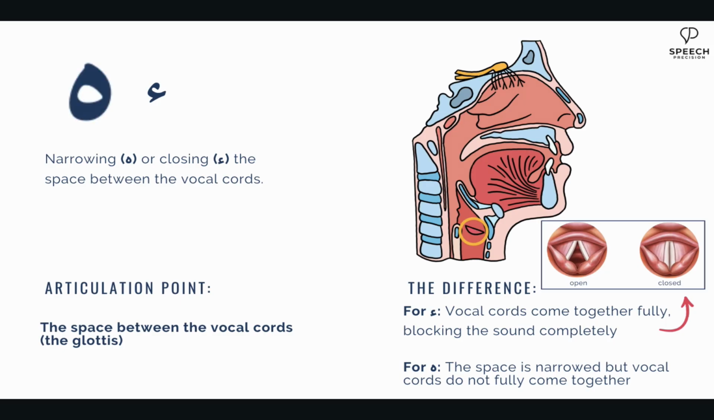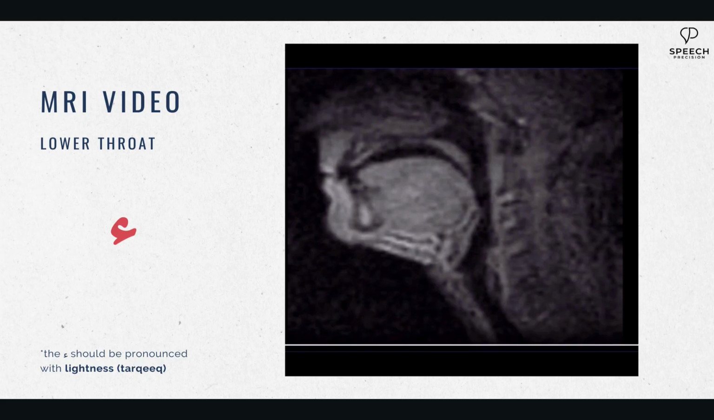For the ha, the space between the vocal cords is narrowed, but they don't fully come together. So it's not going to be completely open like it is when we're breathing, which is this picture right here. And it's not going to be completely closed. It's somewhere in between. So they're going to come together, not fully. It'll just narrow the space between the vocal cords, producing friction as the sound comes out.